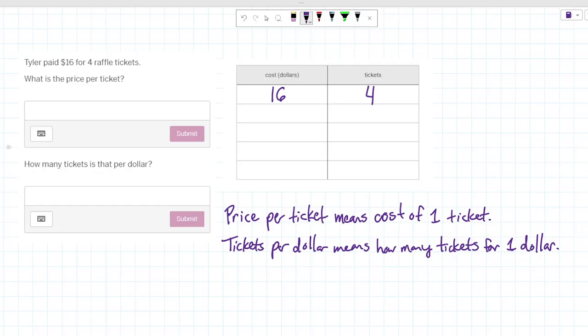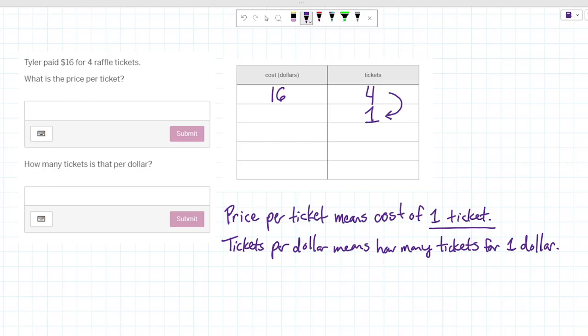So let's look at this first question to start. The price per ticket is the cost of one ticket. So we want to look at one ticket and figure out what that cost is. Now this becomes just like other problems that we've done in the past, where we look at the multiplicative relationship between 4 and 1, or how we would use division to move between those two numbers. How can we use division to go from 4 to 1?